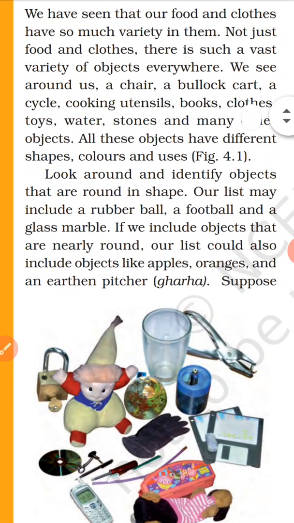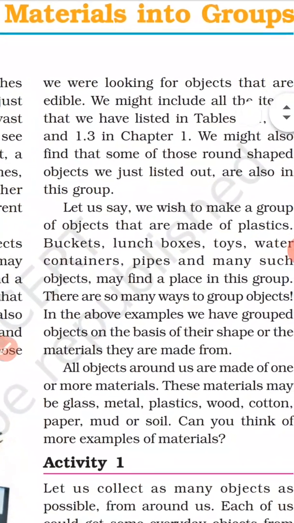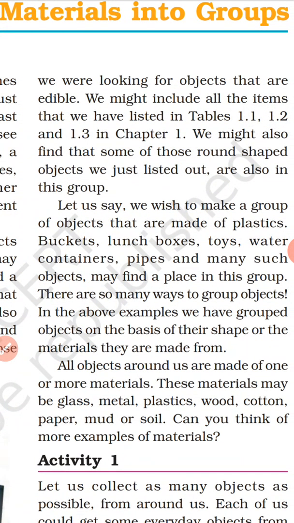So students, in this topic we are talking about materials, meaning a lot of objects are round in shape like a rubber ball, football, and a glass marble, right? And a lot of objects have round shapes like apples, oranges, and an earthen pitcher. So suppose we are looking for an object that is edible, that we have already made a list of. Some of those would be round in shape and some of those would be in different shapes.